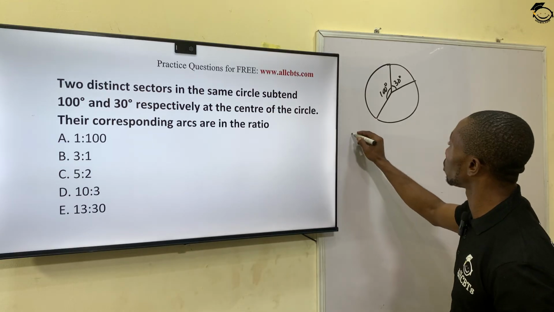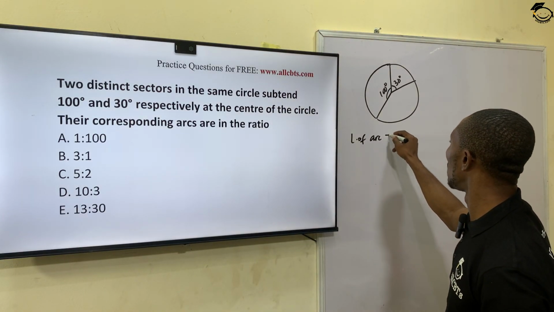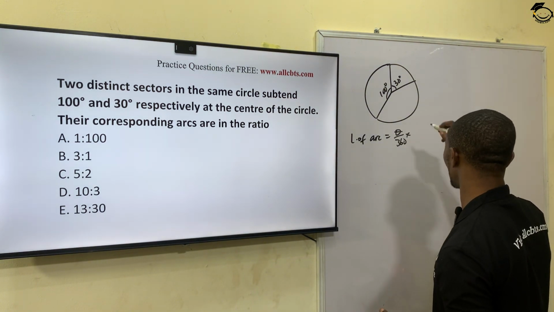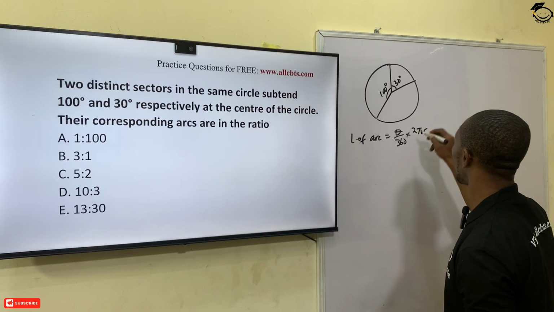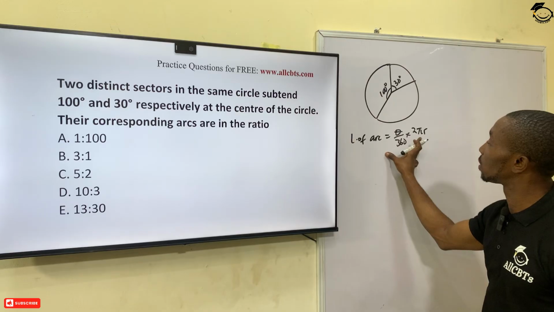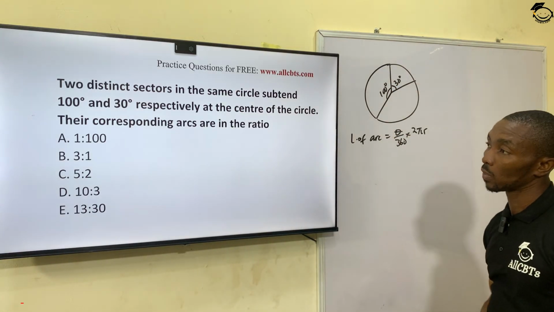Now, we know that length of arc equals theta over 360 times 2 pi r. Okay? And the length of arc is the same formula irrespective of the size of your sector.